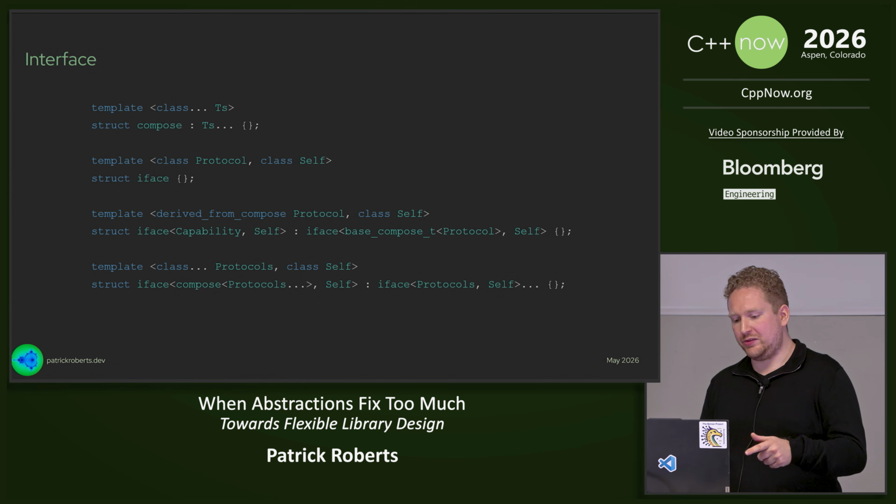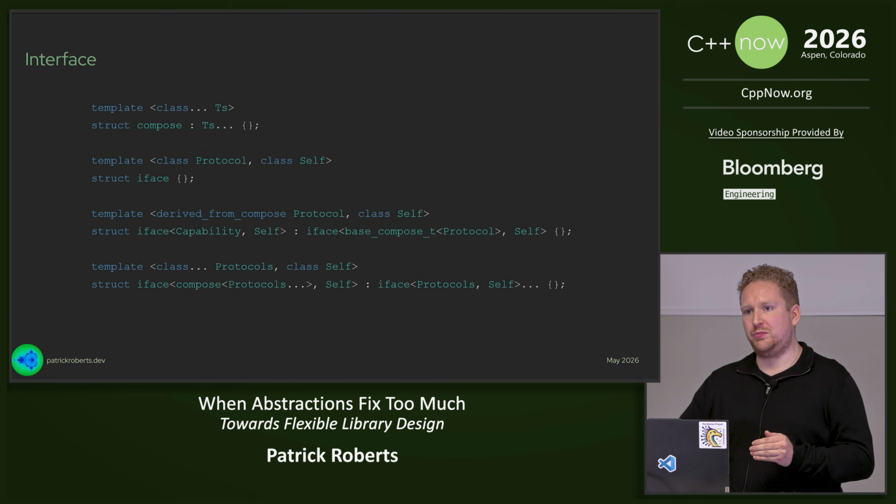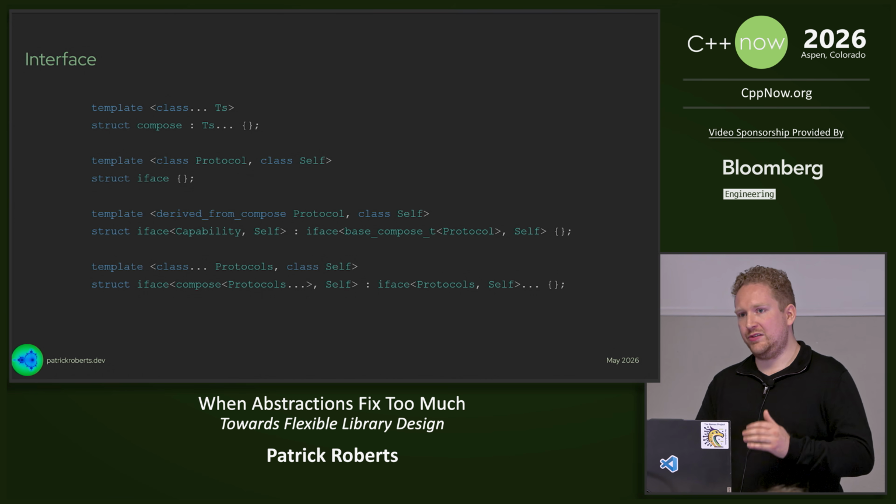And so the two specializations here are just showing that you can have a single capability, or you can have a composition of capabilities that it expands into multiple base classes. And so you can compose an interface from multiple capabilities. And this is how this general type erasure starts to scale with the complexity of the abstraction: you have the ability to compose over multiple capabilities and not just a single one. That's essential.